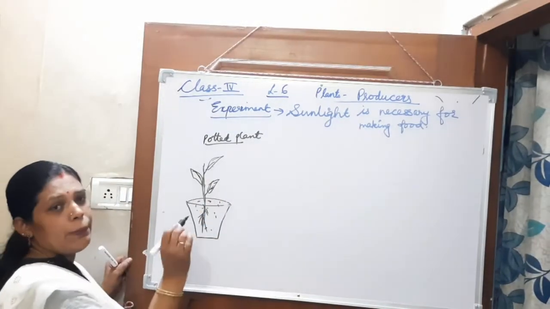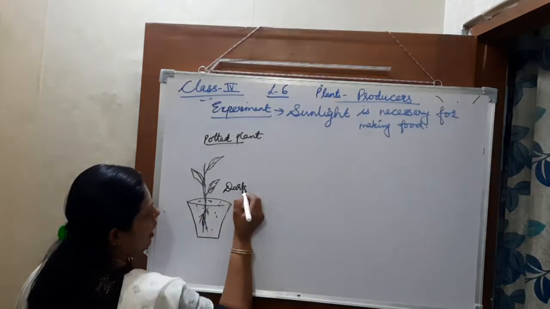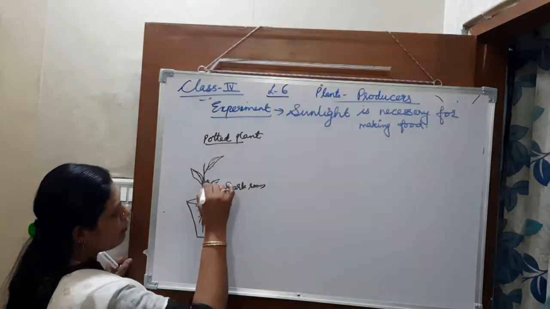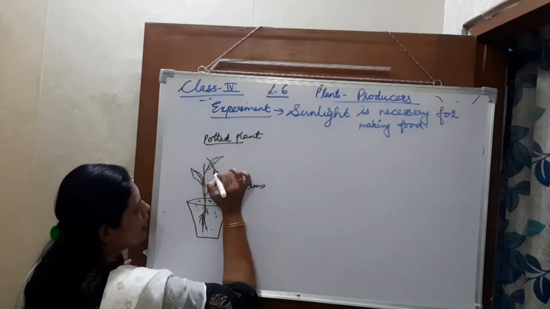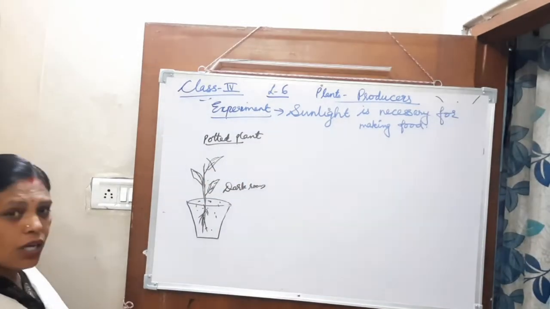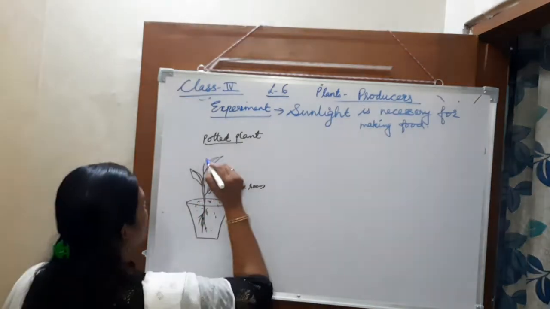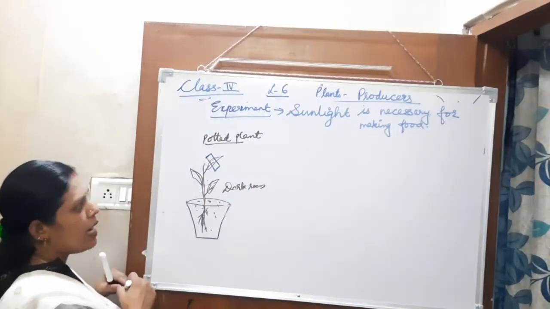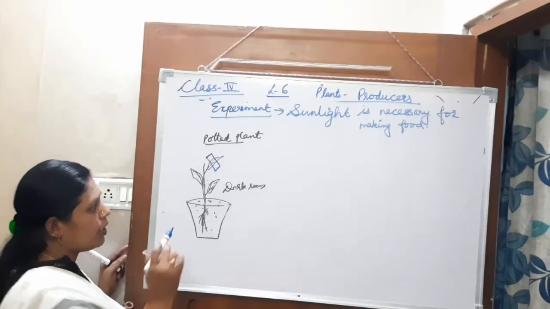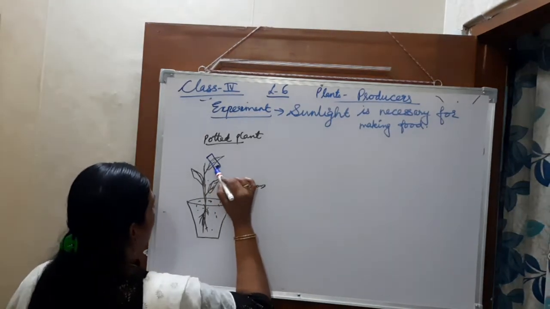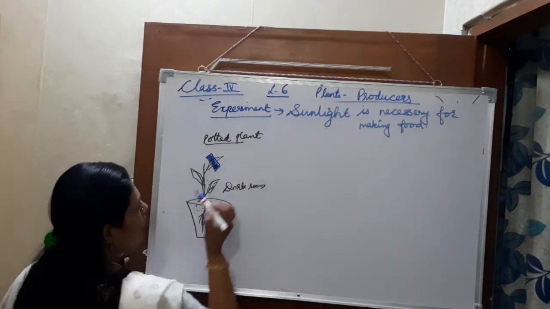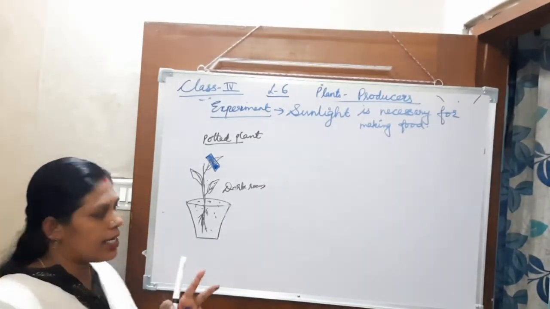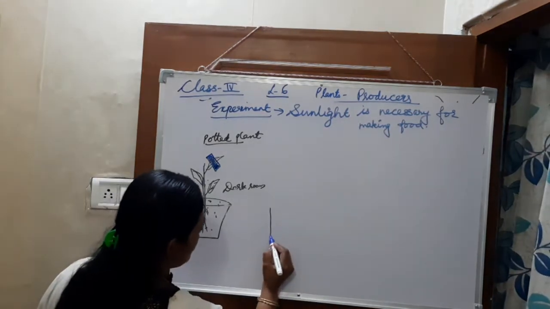First you have to keep it in a dark room, for 2 days. Then in this leaf, you have to cover one portion, half the portion of the leaf, this much, with black paper. It should be covered with black paper. Then bring this potted plant and keep it under the sunlight.